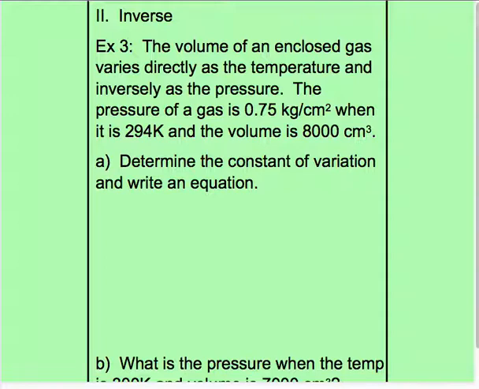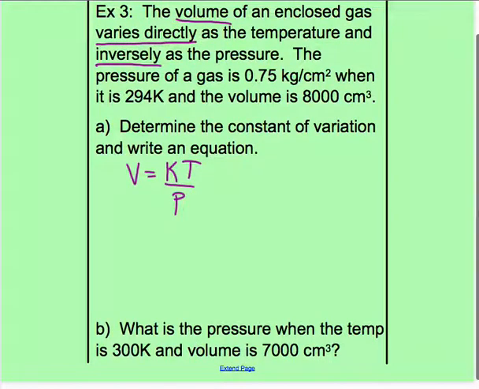So reading this first sentence again, the volume varies directly. So volume equals the constant of variation times, whenever it's direct variation, you multiply it by the constant of variation. If it's inverse, it's divided by. So it goes in the denominator. So it varies directly as the temperature, and inversely, so this is going in the denominator, as the pressure. That's our generic equation.